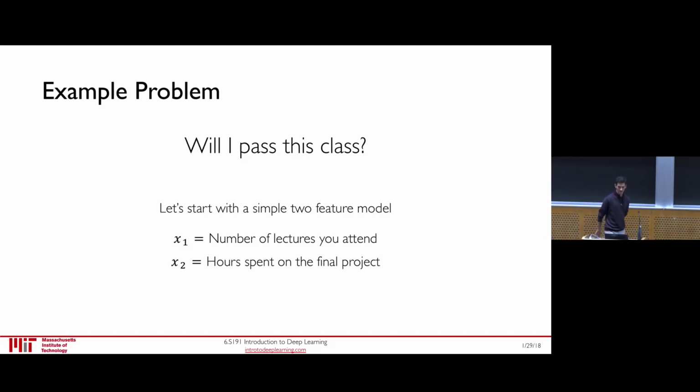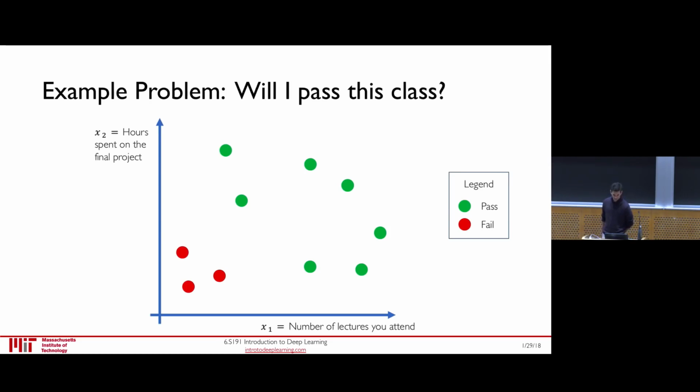Here's the question. You want to build an AI system that answers the following question. Will I pass this class? Yes or no? 1 or 0 is the output. To do this, let's start by defining a simple two-feature model. One feature is the number of lectures that you attend. The second feature is the number of hours that you spend on your final project. Let's plot this data in our feature space. We plot green points are people who pass, red points are people that fail.